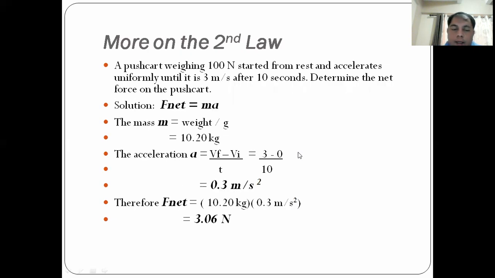Again, to calculate the acceleration, the final velocity is 3 meters per second minus an initial velocity of 0 because it started from rest, divided by 10, which gives us an acceleration of 0.3 meters per second squared. So mass and acceleration are now available. If we get the product of the two, we get the net force that will cause this acceleration, equal to 3.06 newtons. So we multiply mass times acceleration. What is needed here is our knowledge of the ideas of motion.